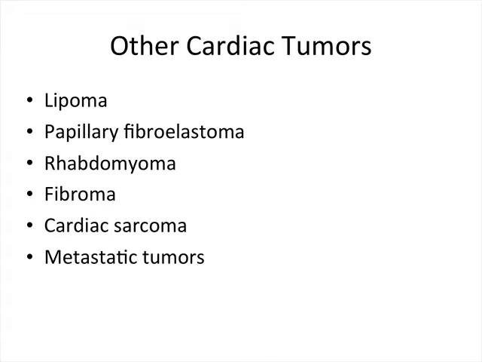Rhabdomyomas are a common cardiac tumor found in children, and they are associated with tuberous sclerosis. As with most of the other cardiac tumors, a rhabdomyoma can become quite large and cause blood flow obstruction. A fibroma is a cardiac tumor found in pediatric patients, and it originates from one of the ventricles or the atrioventricular groove. A fibroma often has a central calcification.